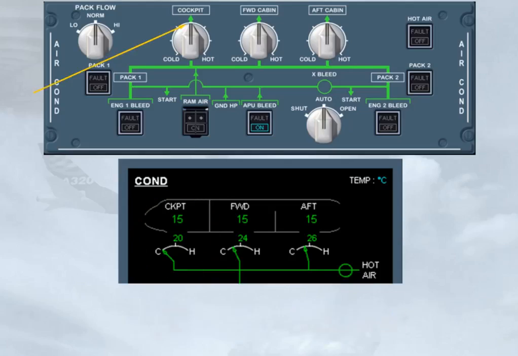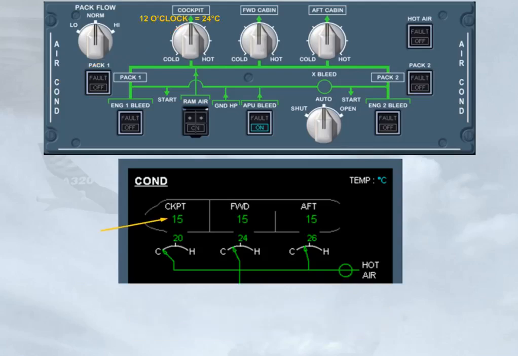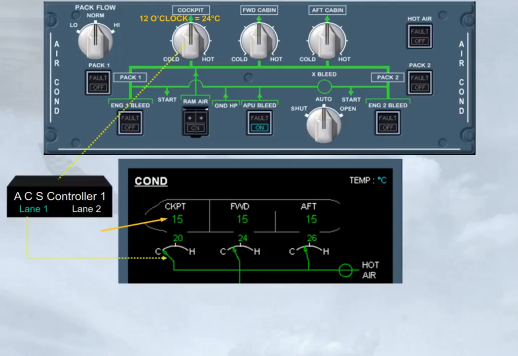The cockpit zone temperature selector is in the 12 o'clock position. In this position, a zone temperature of approximately 24 degrees Celsius is asked. As the 15 degrees Celsius of the cockpit zone is well below 24 degrees, the related ECS controller sends a command to increase the amount of hot air to be added.